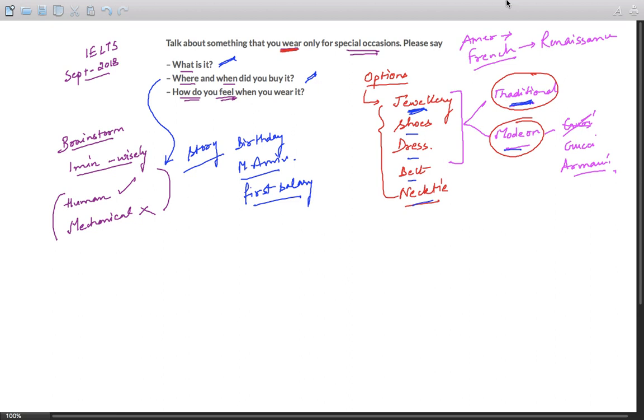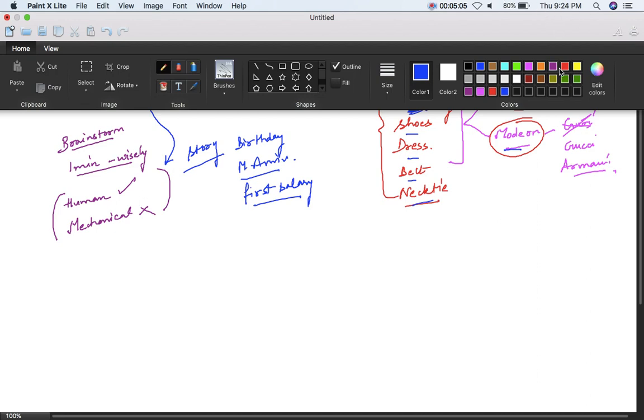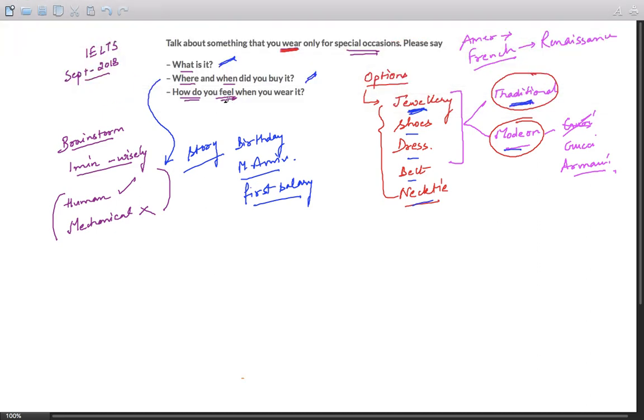Now, the most important question, how do you feel? How do you feel about it? So feel is a question that most students are unable to answer. Well, you just don't have to simply say the feeling. You have to create, again, a small story. Not necessarily a story, but a small explanation. So what are the sort of feelings that you can encounter over here?